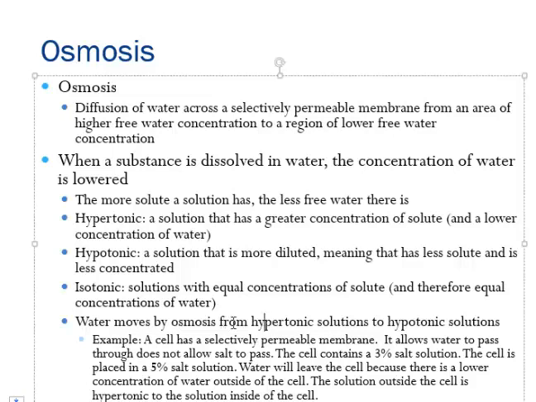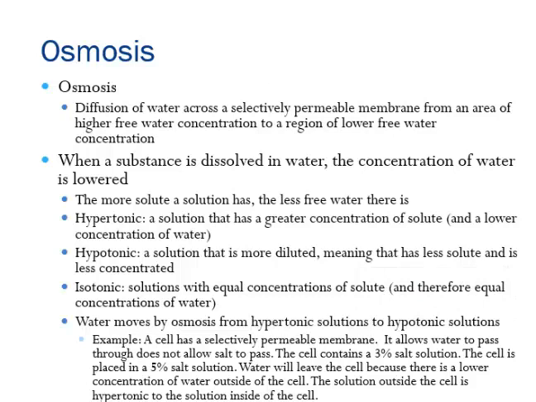So water moves by osmosis from the hypertonic solution, which means the more concentrated solution, to the hypotonic solution, which is the less concentrated solution. Here's an example, again, extremely obvious. It allows water to pass, but it doesn't allow salt water to pass, but the cell contains a 3% salt solution. The cell is then placed in a 5% solution, so obviously water will move out of the cell because it is going to try to equalize the concentration overall.